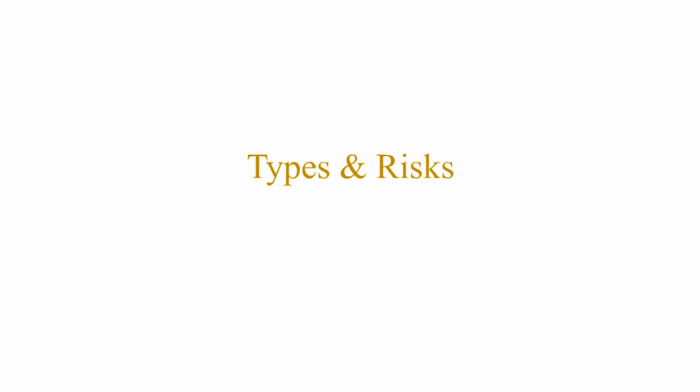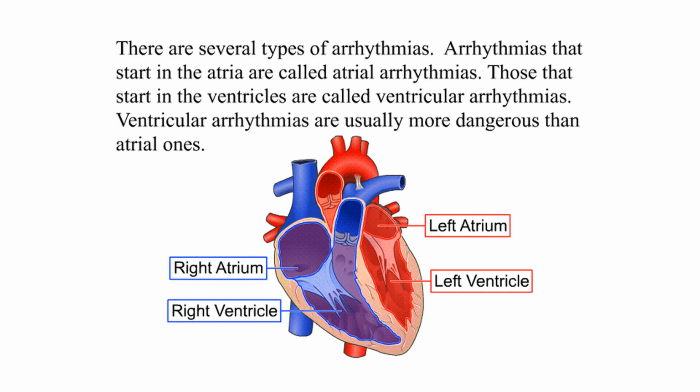Types and risks. There are several types of arrhythmias. Arrhythmias that start in the atria are called atrial arrhythmias. Those that start in the ventricles are called ventricular arrhythmias. Ventricular arrhythmias are usually more dangerous than atrial ones.